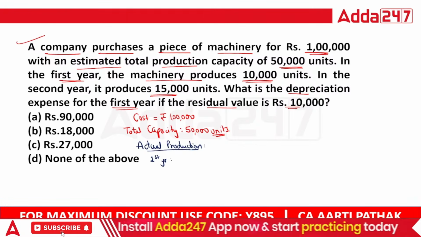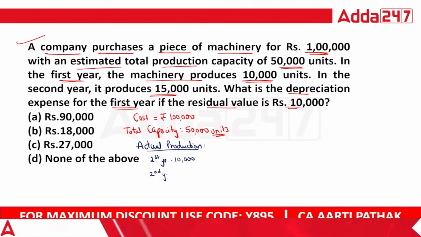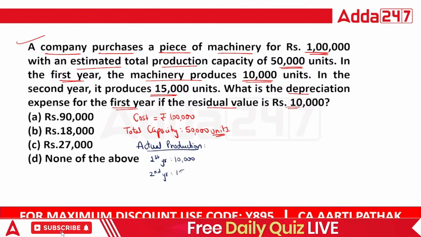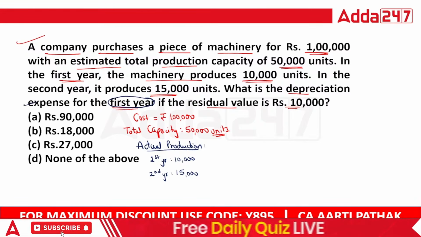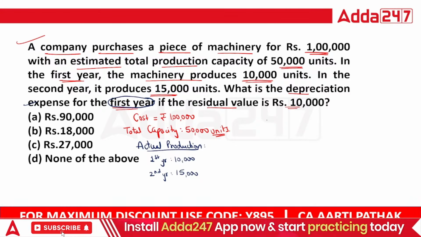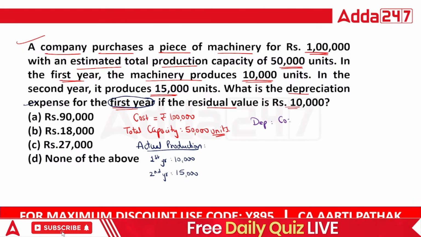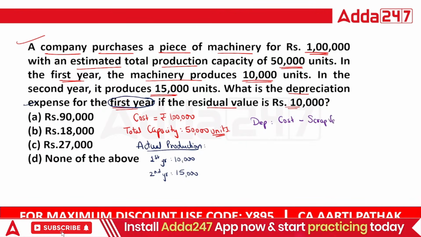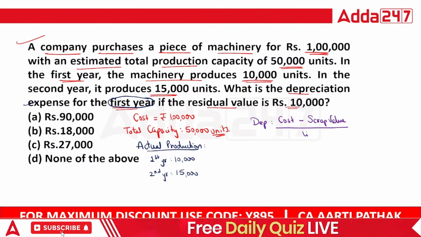First year, that is 10,000. Second year, 15,000. Okay. And what we need to calculate? We need to calculate first year depreciation expense. And the formula that you're going to apply here, that is depreciation equal to cost minus scrap value divided by life. Are you going to apply this formula?